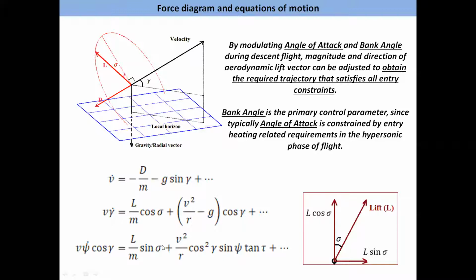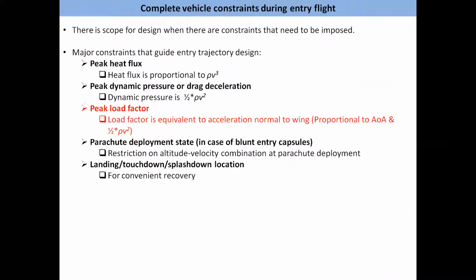Now, I had said that there are certain vehicle constraints during entry flight. When you have lift, there is an additional constraint that comes into the picture, which is called the peak load factor. Load factor is equivalent to the acceleration normal to the wing. It is basically kept so that the wing loading for the entry vehicle remains within its design structural limits. So this is an additional constraint that comes into the picture.